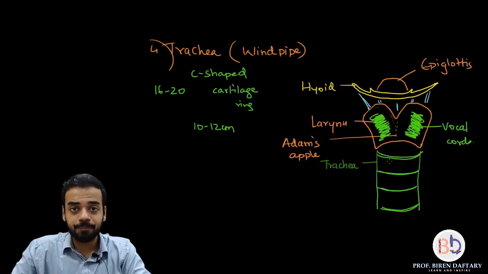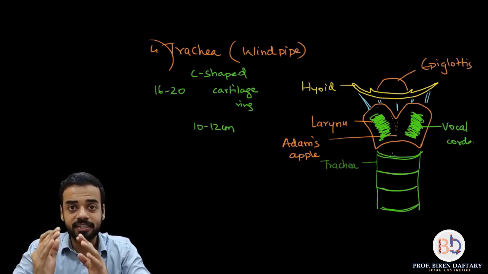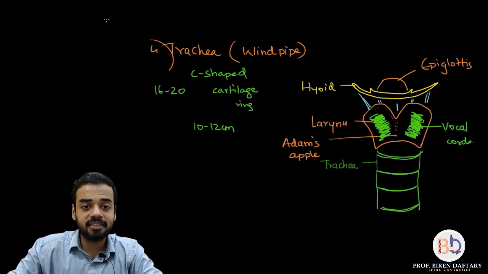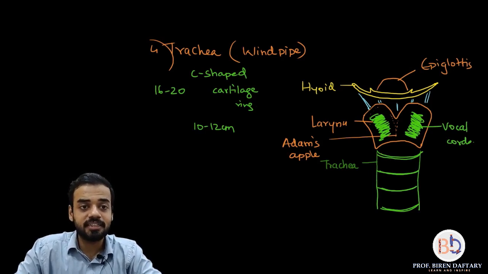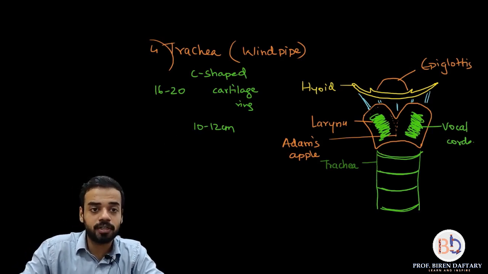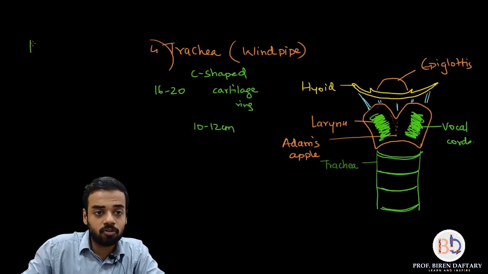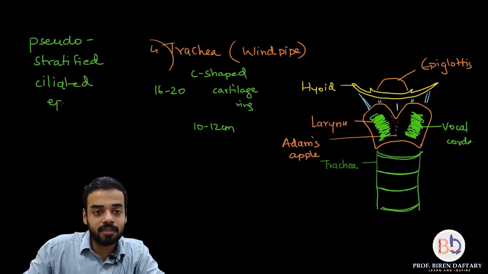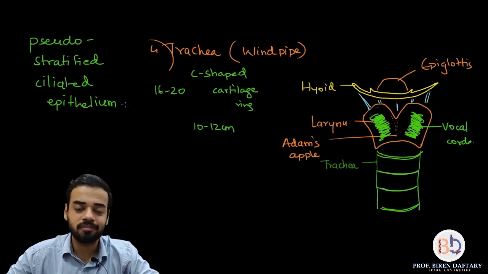Internally, if you see the inside surface of the trachea, then that inside surface is made up of an epithelium which is called, so very important, let me write it down over here, pseudostratified ciliated epithelium. Now don't get scared by reading this terminology, it is very easy.